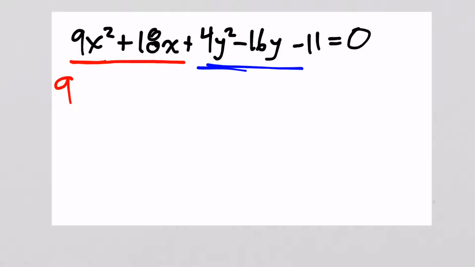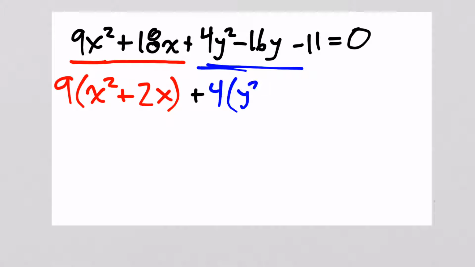So the first thing I'm going to do to complete the squares, I'm going to factor out the coefficient on my x squared term. So factor out the 9, so I'll get x squared plus, factor out the 9 from the 18 to get 2x. Check it, 9 times 2 is 18. And I could go ahead and do the same thing with y here. Factor out the 4 from the y squared. Factor out the 4 from the 16 to leave a minus 4y right there. And let's go ahead and add that 11 to the other side.